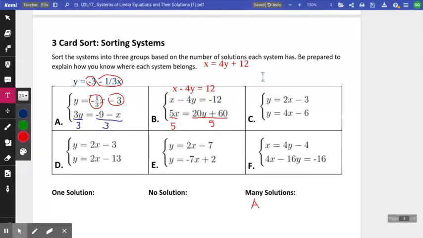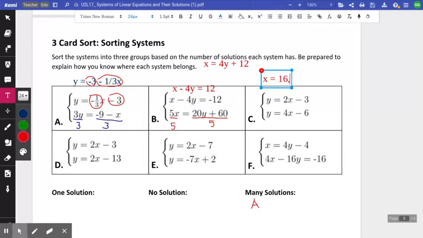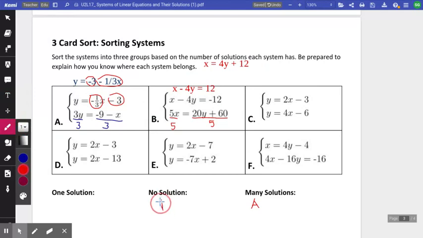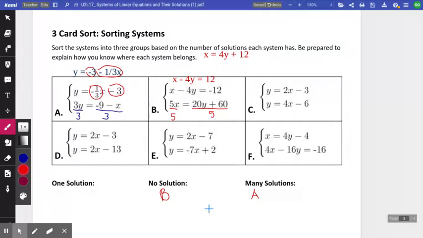For example, let's pick x equals 16 and y equals 1. I chose that pair of numbers because if x is 16 and y is 1, it equals 12. But notice if I do that same exact math, if I put 16 here and 1 here, it still is going to equal 12. It's not going to equal negative 12 for that second equation. So system B here is going to have no solution. I did those first two as examples. Go ahead, pause the video now, see if you can sort the remaining 4 systems.